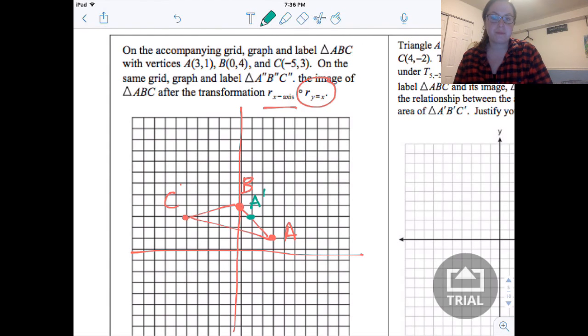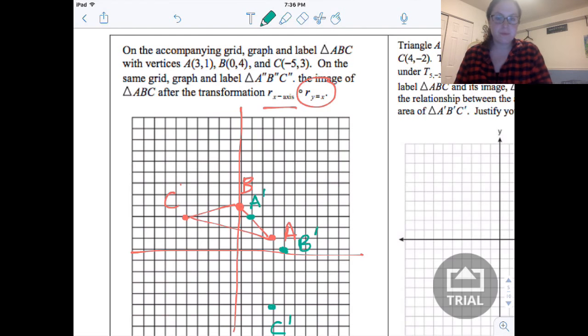B was at (0, 4). So that's going to go to (4, 0). So that's B prime. C was at (-5, 3). So that's going to go to (3, -5). 2, 3, 4, 5. So that's C prime.